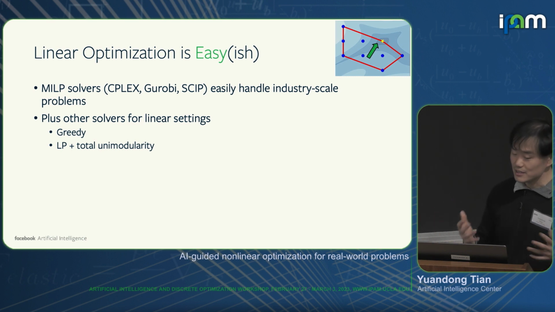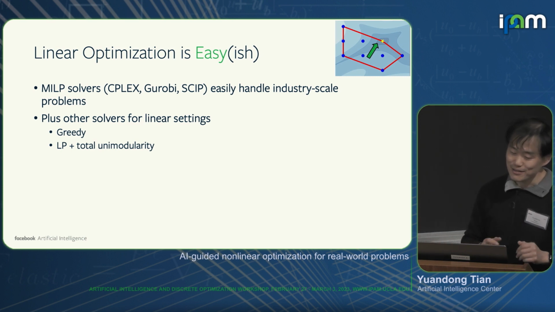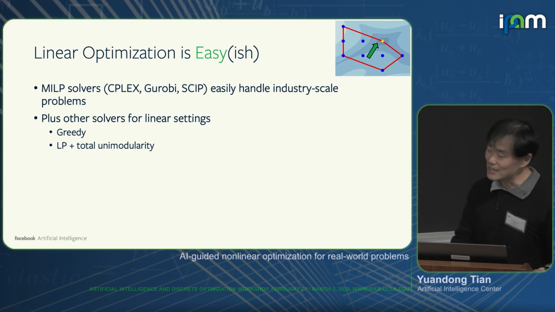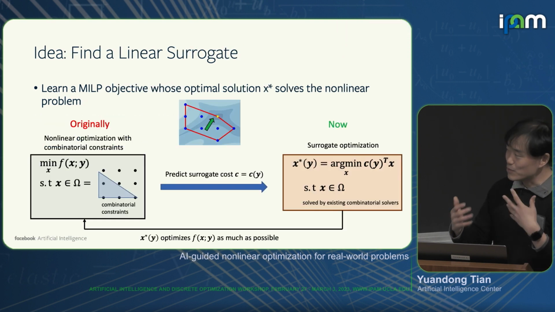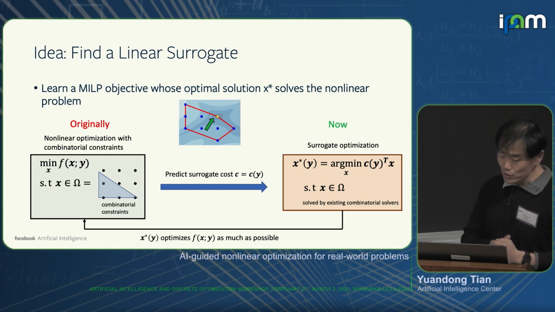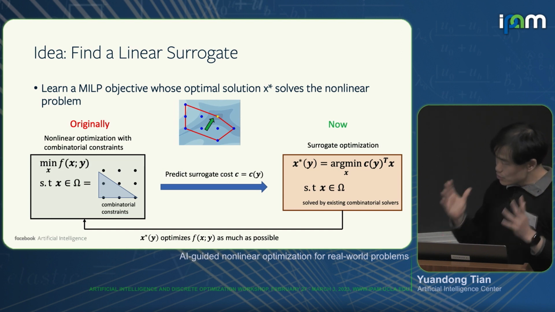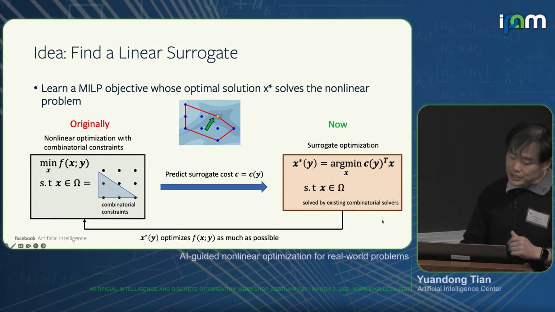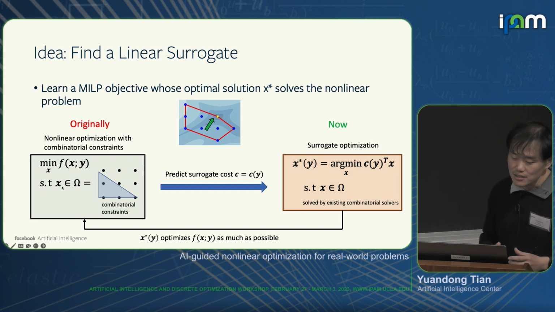And we know that in contrast, linear optimization is somehow easier because we already have a lot of solvers that are able to solve these problems, right? So then we basically want to propose this tech idea called SurCo, which actually aims to find a linear surrogate so that the solution of the linear surrogate actually matches the solution of the original nonlinear problems.